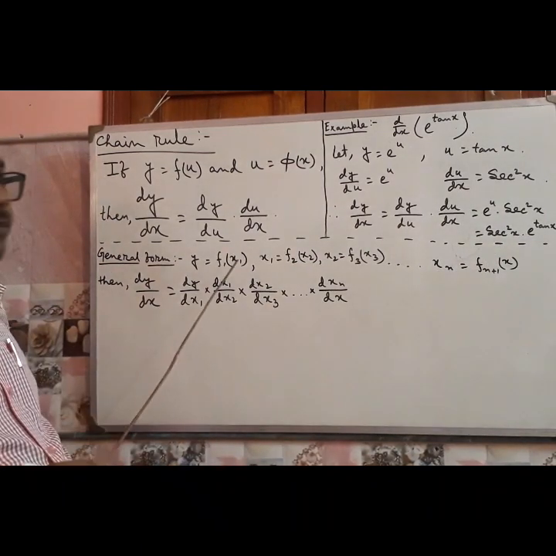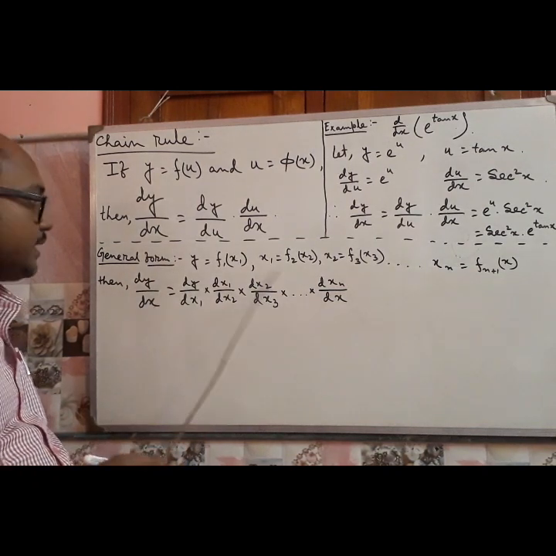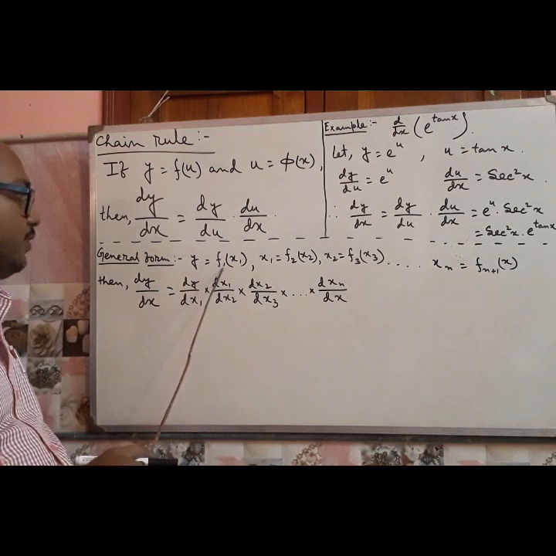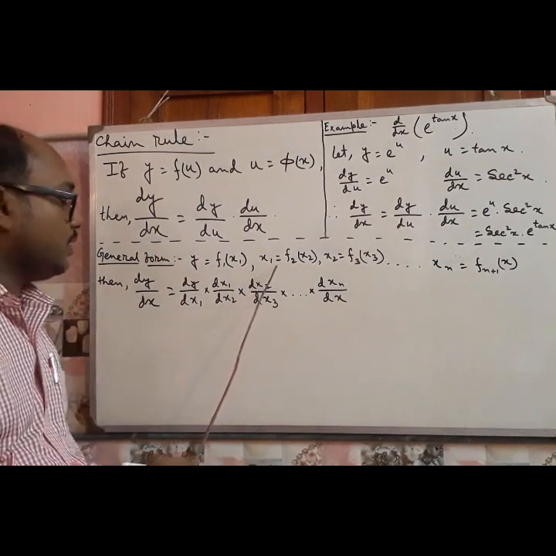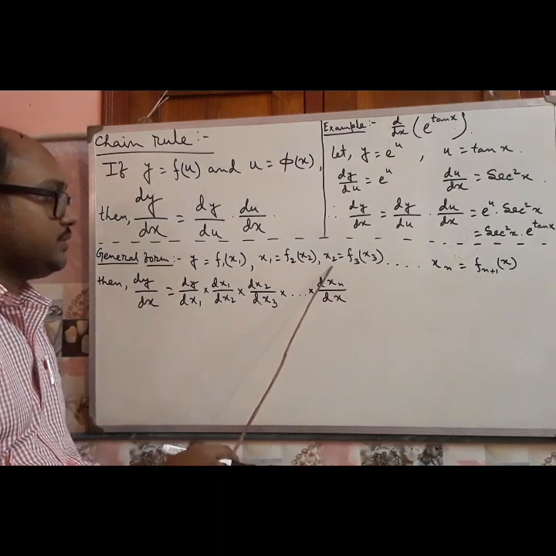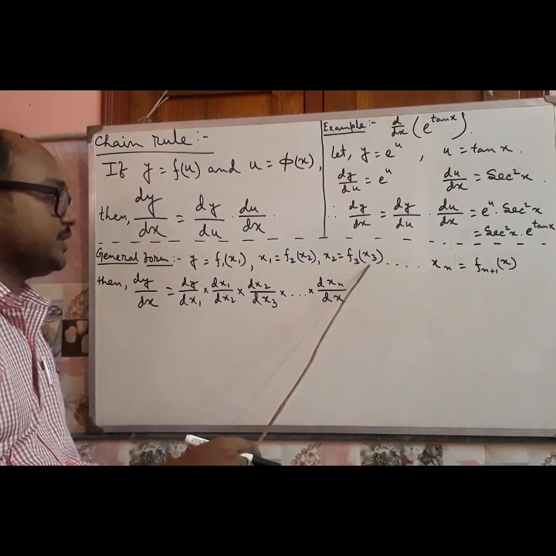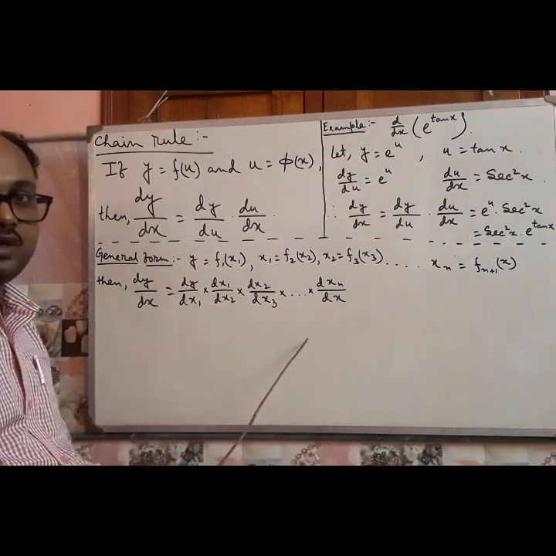And the general form of chain rule, if many functions are there: y is f1 of x1, x1 is defined as a function of x2, x2 is defined as a function of x3, and so on, then the chain rule will be this one.